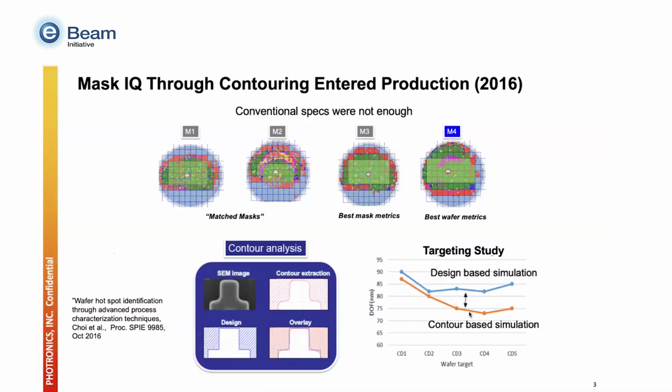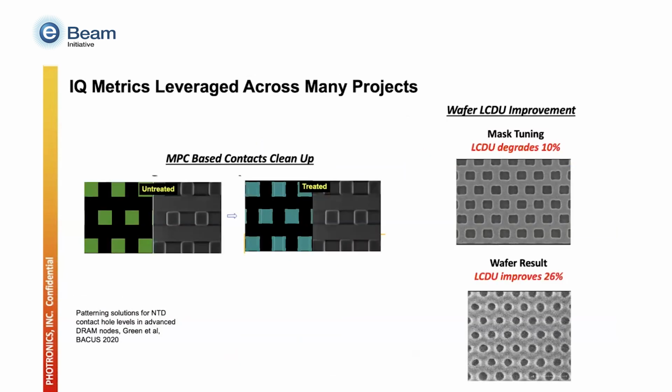And by this, we concluded that in this case, 2016, we had to start measuring shapes and contours, reporting those to the wafer user, and having them retune OPC models based on the actual mask shapes instead of the ideal mask shapes that were represented in the design. So then we started to apply this because it was quite powerful across lots of different projects. What you see here is using mask image quality or contour-based assessment in MPC or mask process correction.